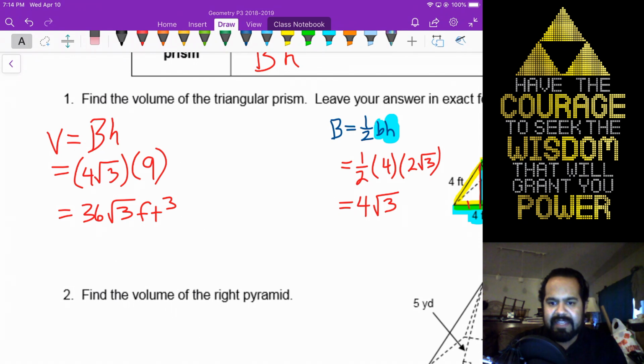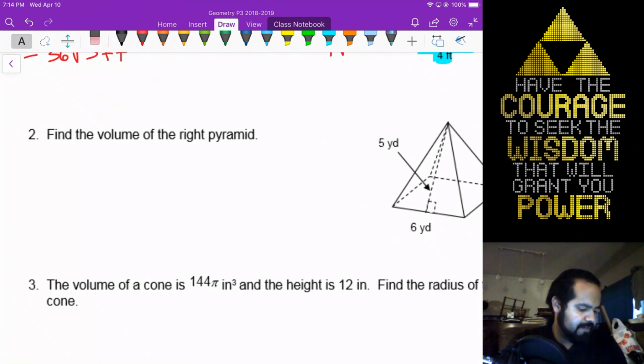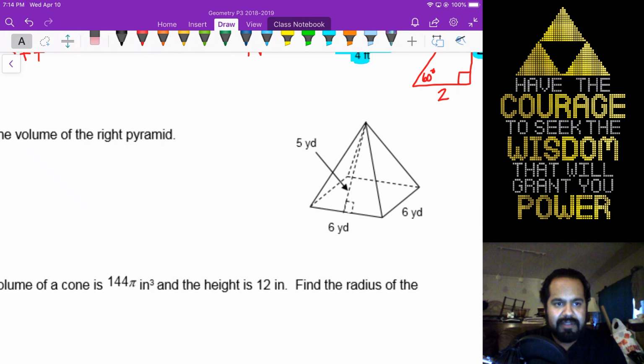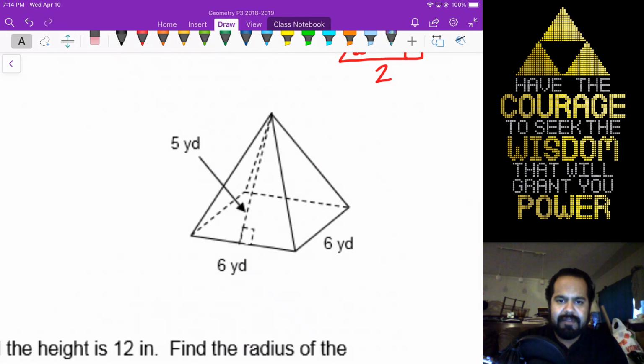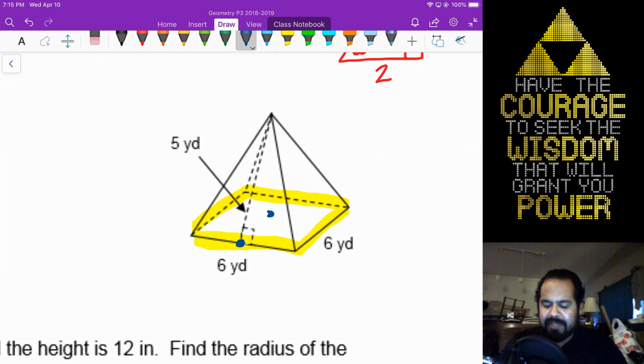So let's take a look at number 2. The volume of our right pyramid. Okay. So in this pyramid, if you take a look, I did not give you the height of the pyramid. Instead, I gave you the slant height, and you can tell because it goes to the edge of your base, right? So this point of intersection here is not the center of your base. The center of your base is right here, and that's where your height is going to be drawn. Your height's going to go straight up and down.